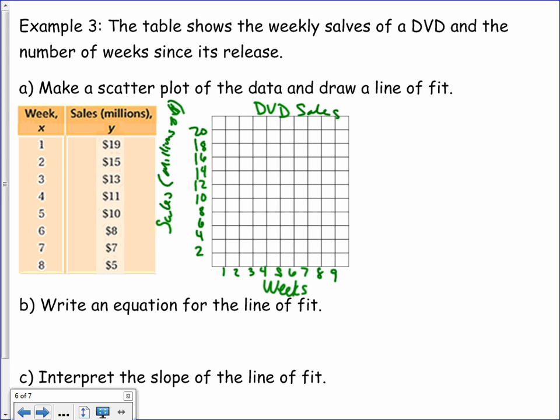Very good. Now we're making the scatter plot. So we're just simply plotting the points in a coordinate plane. Okay. So 1, 19, 2, 15, 3, 13, 4, 11, 5, 10, 6, 8, 7, 7, and 8, 5.